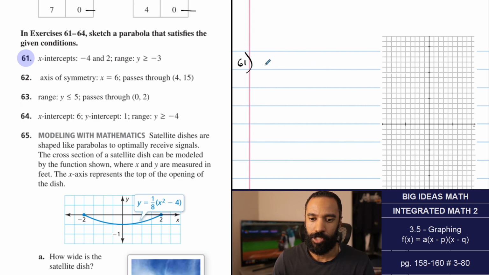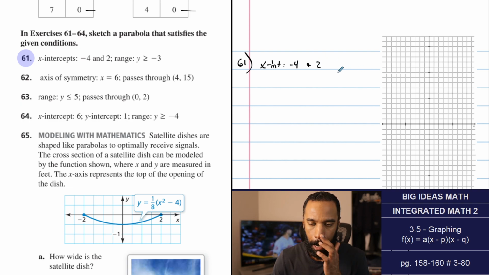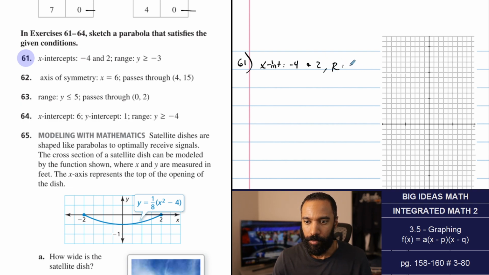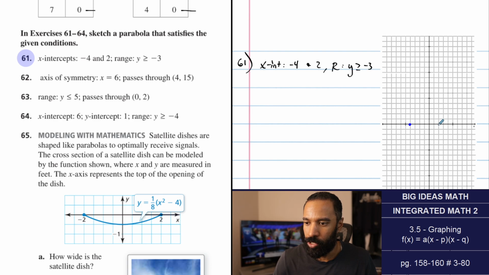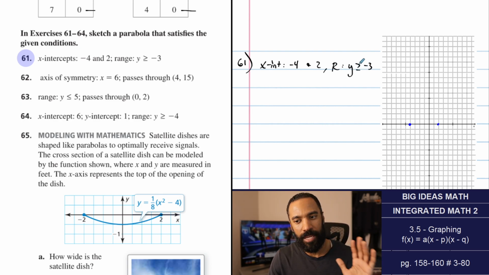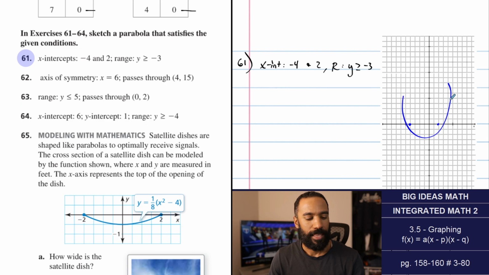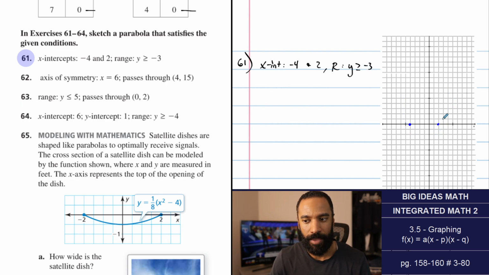X-intercepts of negative 4 and 2. Range y is greater than or equal to negative 3. So negative 4 and 2, here's the thing on the range. That will be the bottom, because the graph's going to go upward. That will be the bottom, the vertex value. The y value is negative 3.